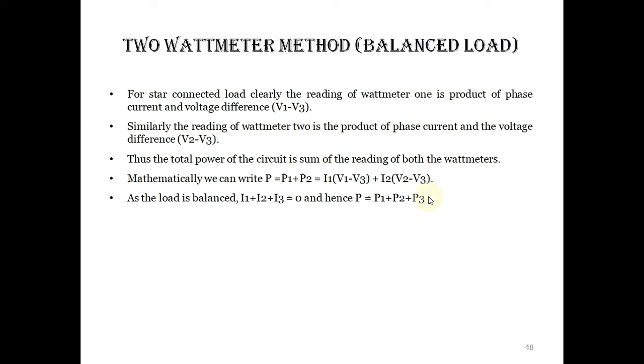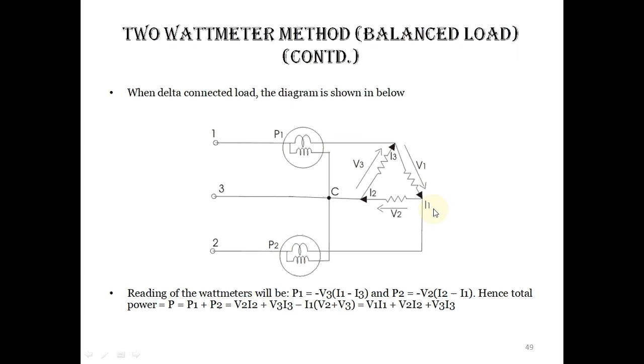We can estimate the same relationship or mathematical expression with the help of phasor analysis. But before that, let's discuss the delta connected load. This is the delta connected load. Now here, what does P1 read? It is just the reverse direction, that's why the negative sign is there. So P1 reads V3 into I1 minus I3. P2 reads minus V2 into I2 minus I1.